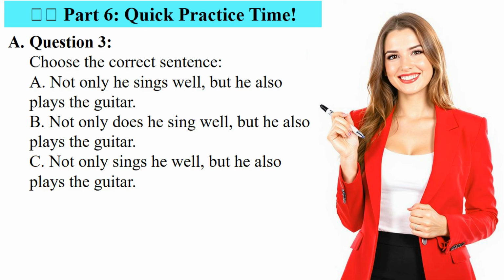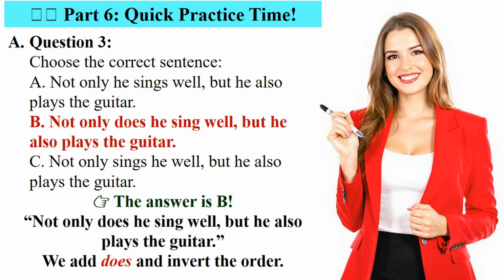Question 3. Choose the correct sentence. A. Not only he sings well, but he also plays the guitar. B. Not only does he sing well, but he also plays the guitar. C. Not only sings he well, but he also plays the guitar. The answer is B. Not only does he sing well, but he also plays the guitar. We add does and invert the order.